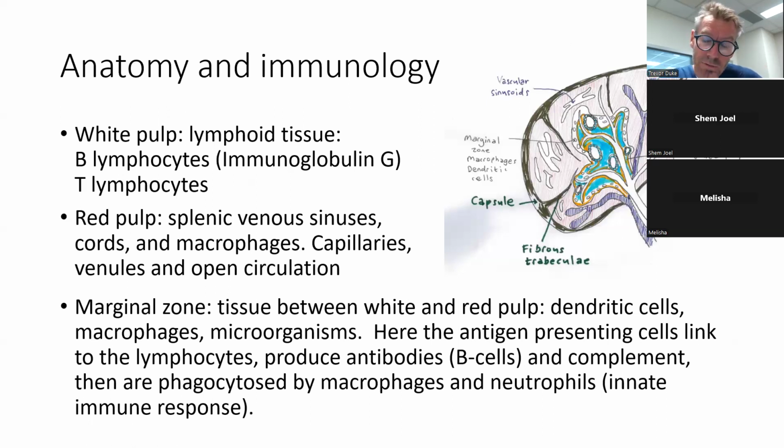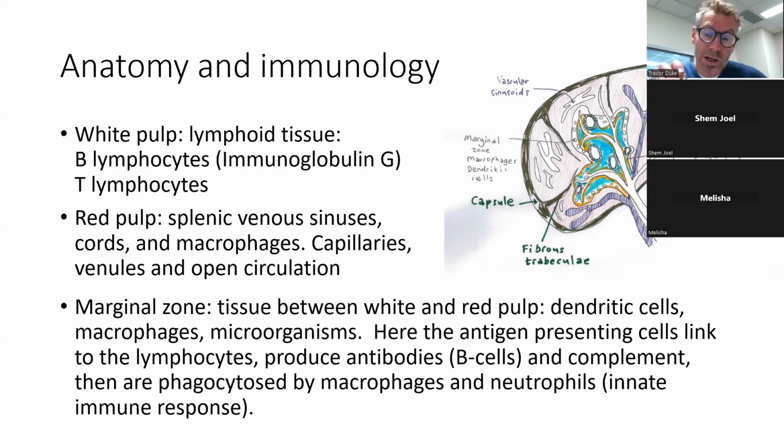And so as blood is flowing through the splenic artery, then it goes into the white pulp and then into the vascular sinusoids and then back into the splenic veins. Then it gets exposed to all these immune cells, these dendritic cells, the macrophages, the B and T lymphocytes, and the immune system can do its job in terms of cleaning the blood.